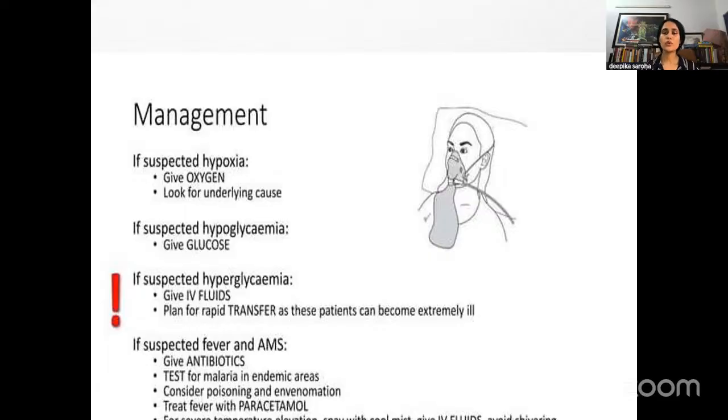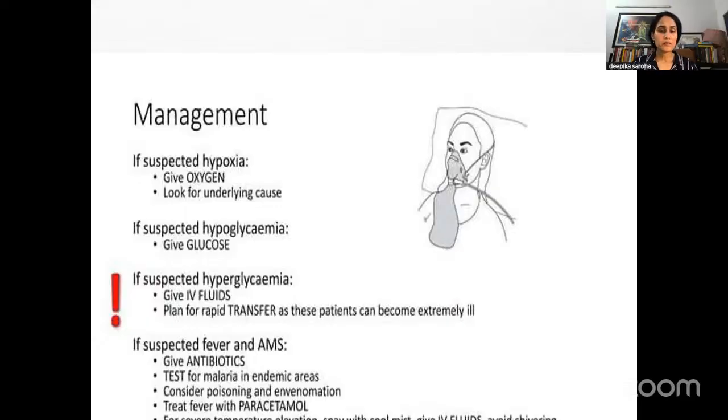If your Glasgow Coma Scale indicates that the patient has a GCS of less than 8, it is an indication of intubation, then go for it. Look for underlying causes simultaneously. If there is suspected hypoglycemia, definitely treat the hypoglycemia by administering IV glucose. If there is suspected hyperglycemia, then give IV fluids, flush those things, look for ketoacidosis.